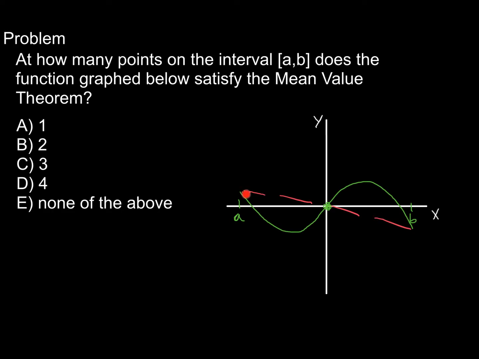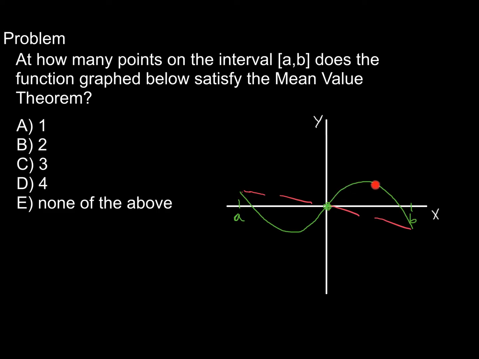So there's got to be some point in between A and the origin along my curve that has the same slope as the average rate of change, where the instantaneous rate of change is the same as this average rate of change. And then I can do the same between the origin and the point B. Again, the average rate of change here is the same as the average rate of change between A and B.